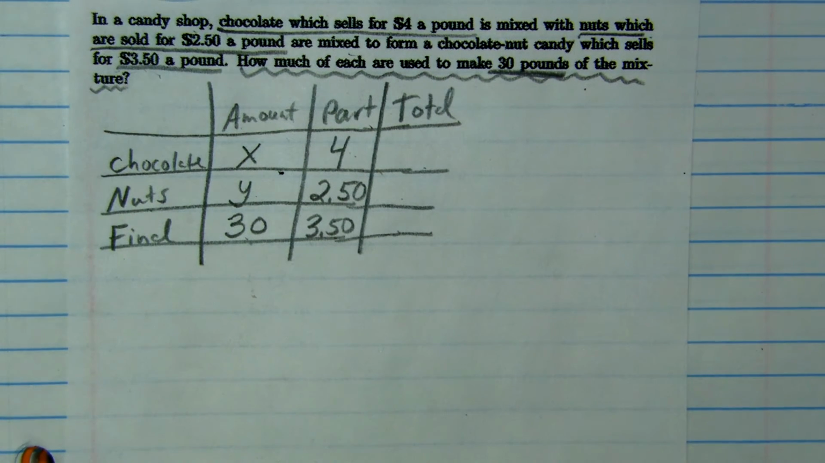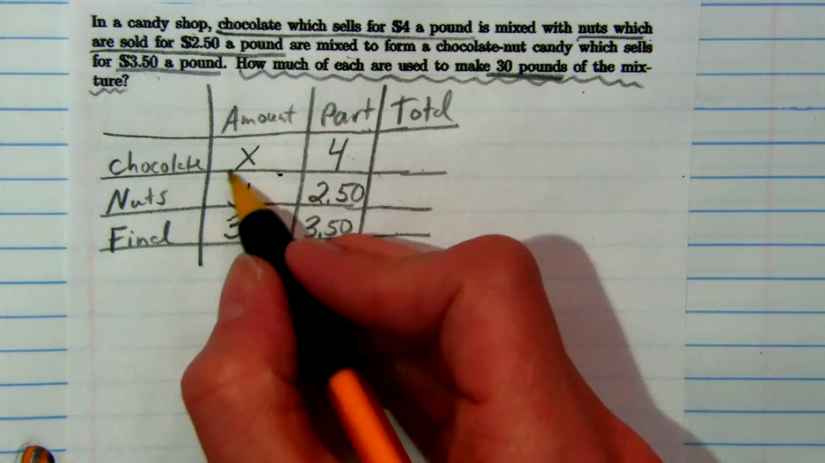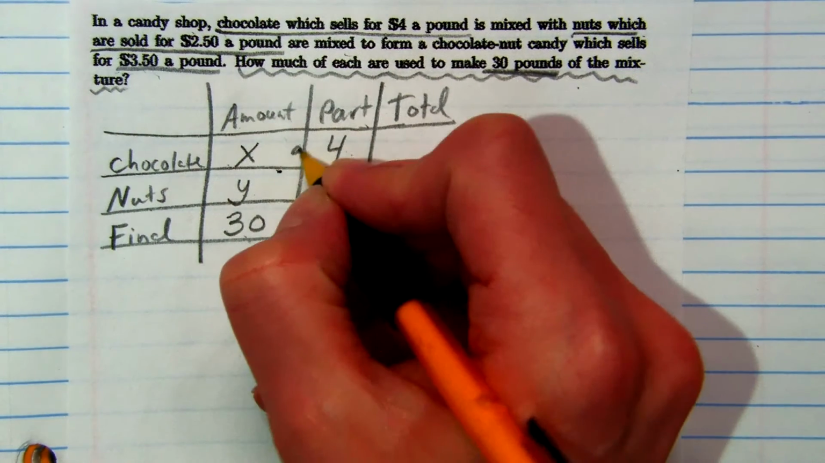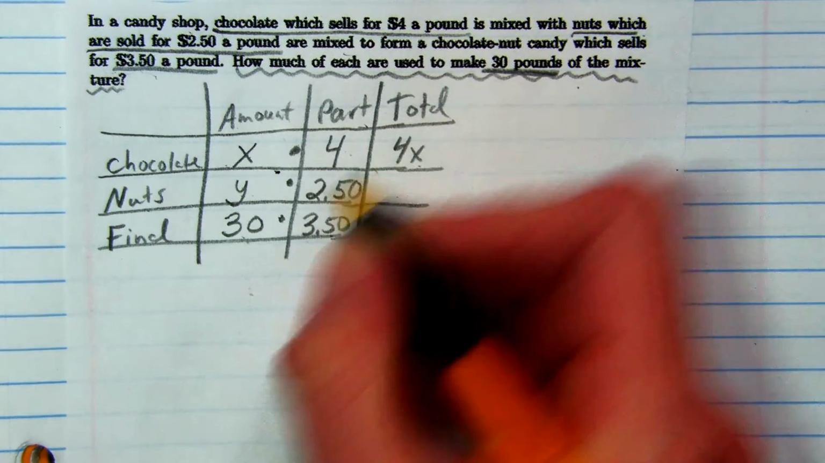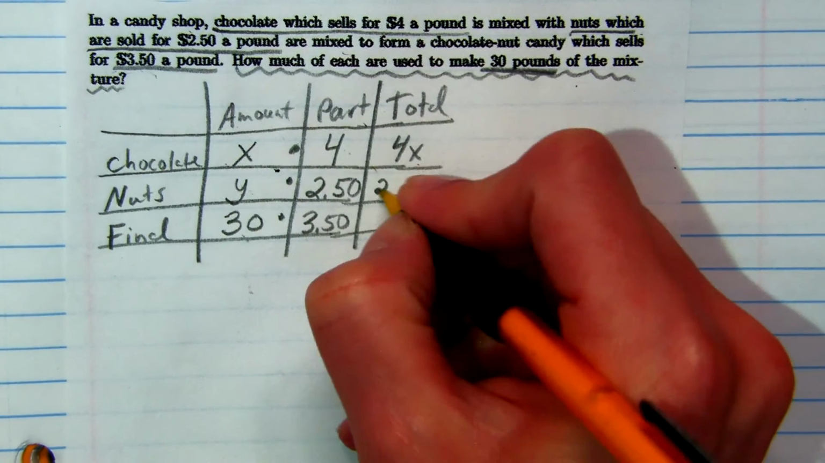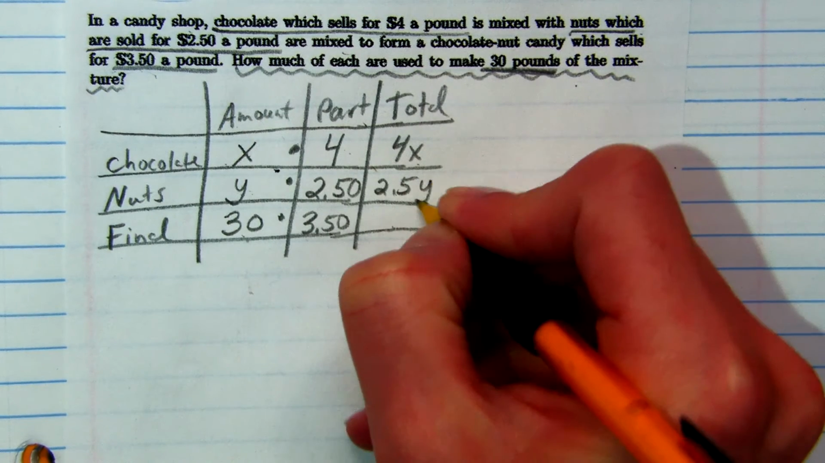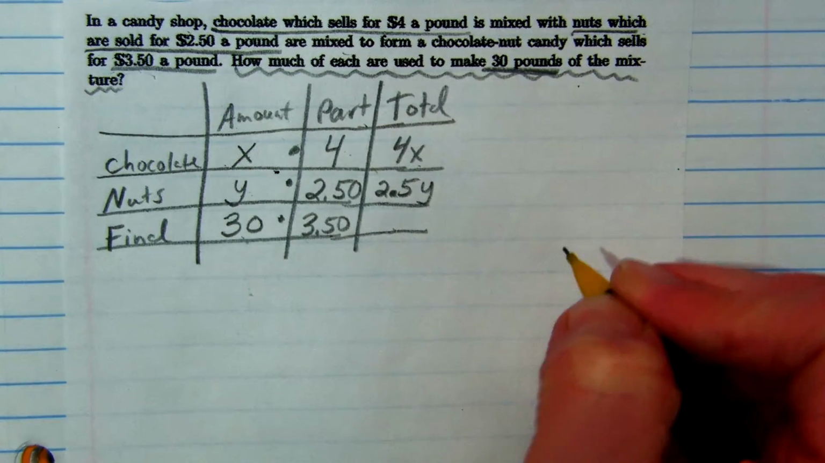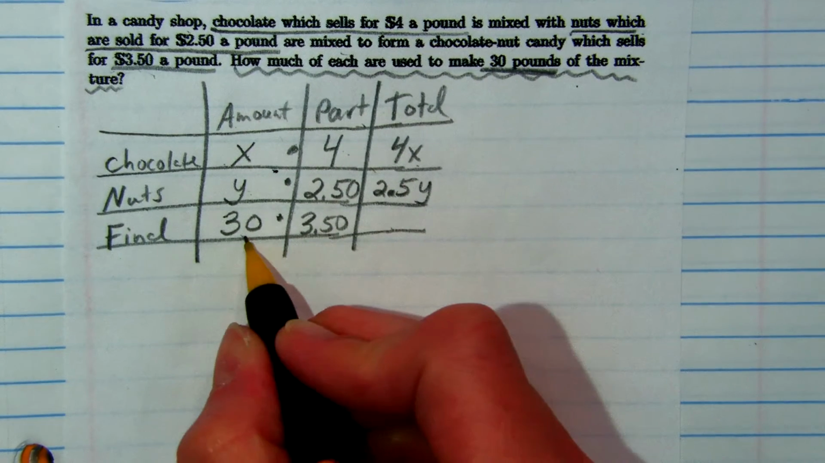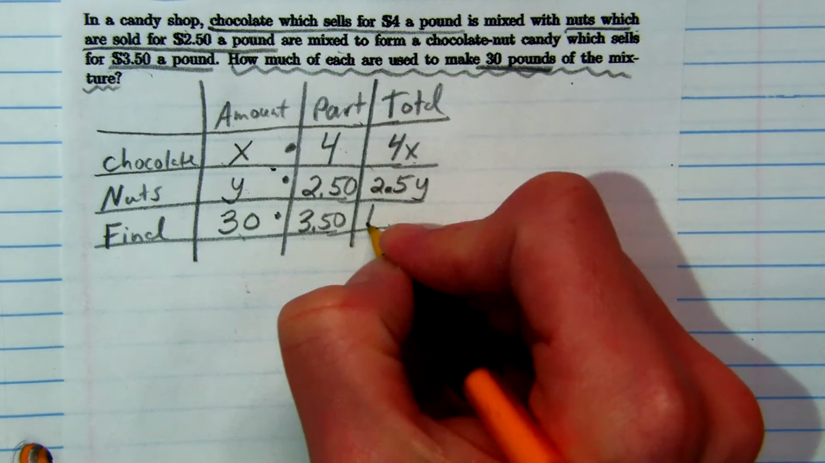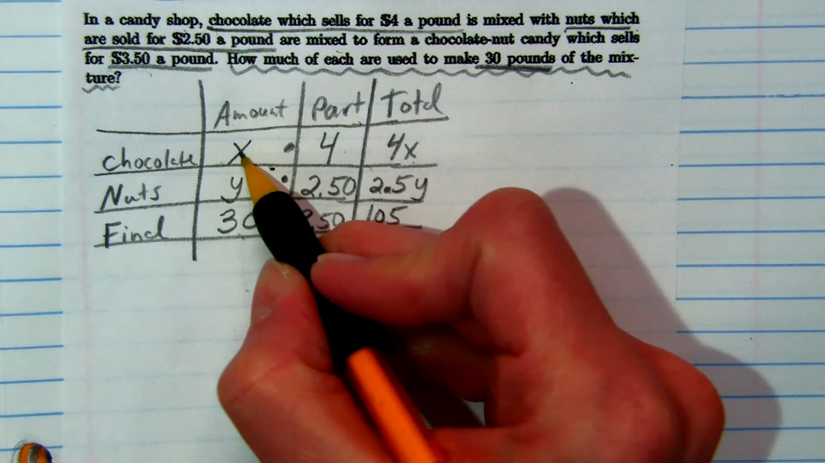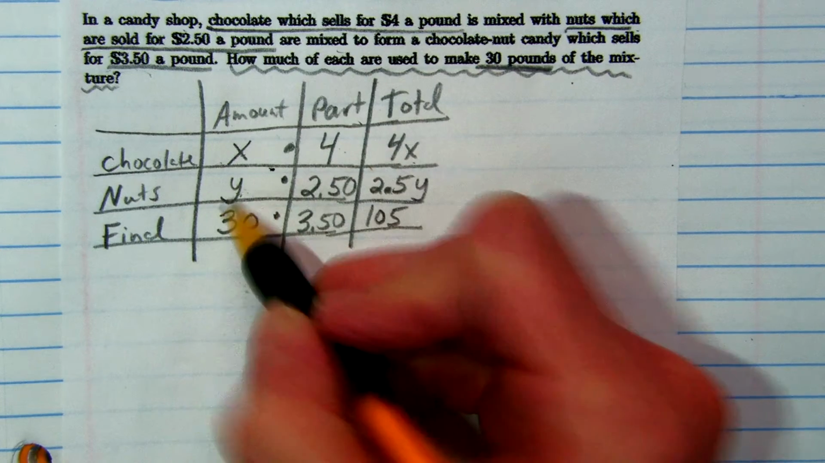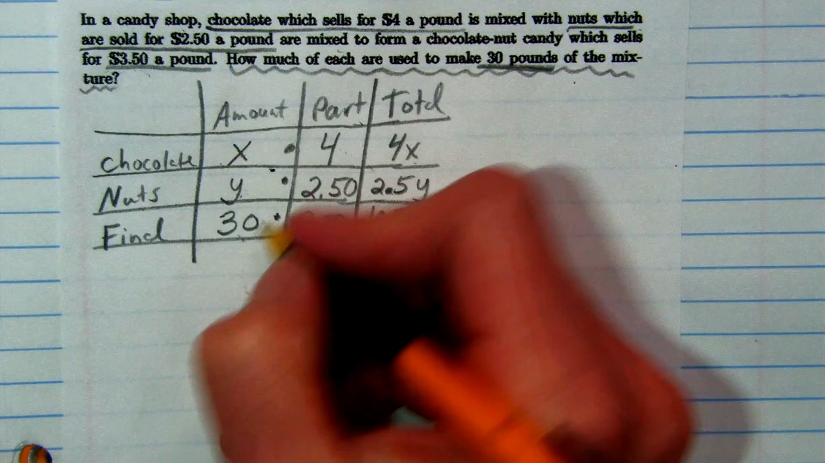So if you remember from yesterday, what we do with each of these lines is we multiply across. So X times 4 is 4X, Y times 2.50 is 2.5Y. I'm just going to call it 2.5Y to make it shorter. And then we have to take 30 times 3.50, which is 105. And because we have an X and a Y to solve for, we're solving for 2 things. We're going to get a system of equations.